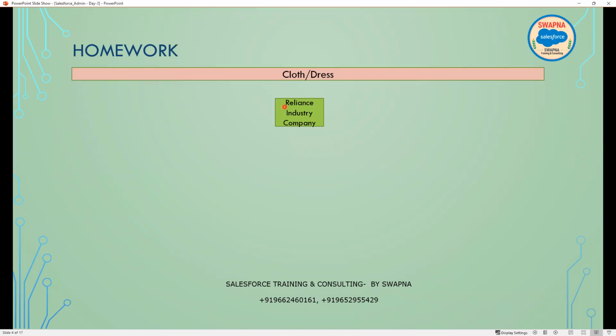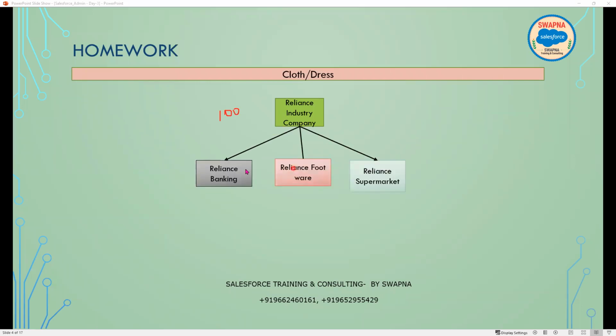Now Reliance Industry is going to the cloth store to buy the same kind of dress. Once they have purchased some 100 dresses, tomorrow they are creating a few groups. That means they are introducing a few more groups, called Reliance Banking, Reliance Footwear, and Reliance Supermarket.